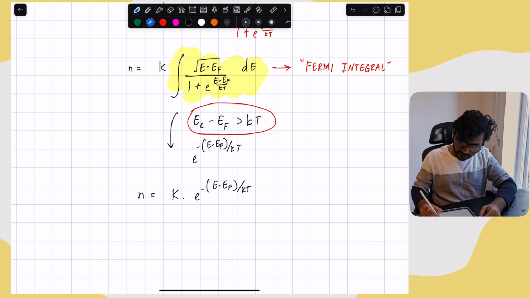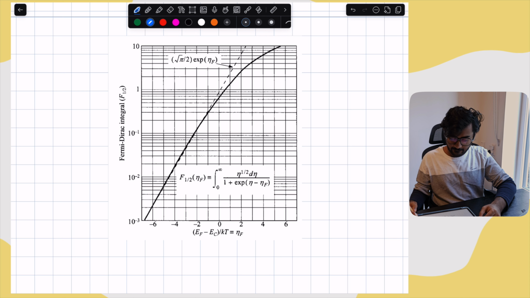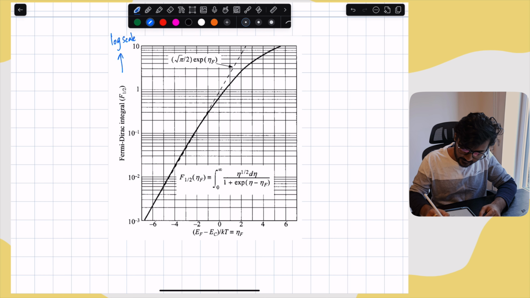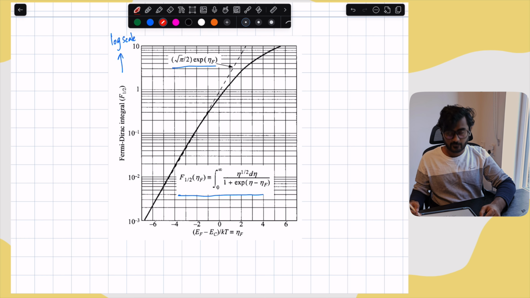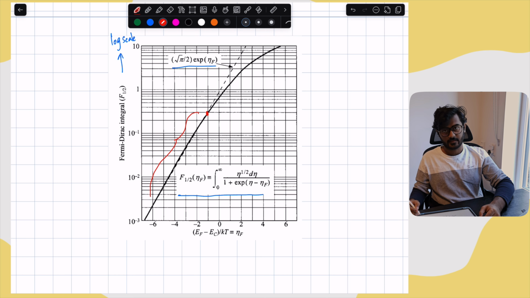Now let's look at the plot of this exponential function and the Fermi integral and see why the limit for this approximation is kT. So this is the plot of the exponential function and the Fermi integral. The y-axis is on the log scale, and the dotted line represents the exponential function, and the solid line represents the Fermi integral. So from this graph, we can see that till the point where EF minus EC is equal to kT, that is still here, we can see that both the exponential and the Fermi integral have the same behavior.